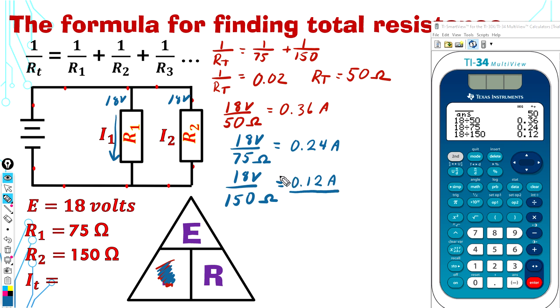Then to get the total, I add these together. 4 plus 2 is 6. 2 plus 1 is 3. We bring our decimal down. So I get 0.36 amps, which is the same that we got up here. Okay. So again, we can use either method in solving these.